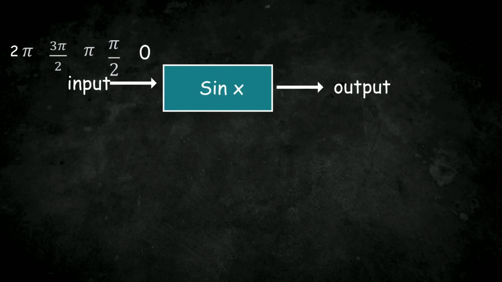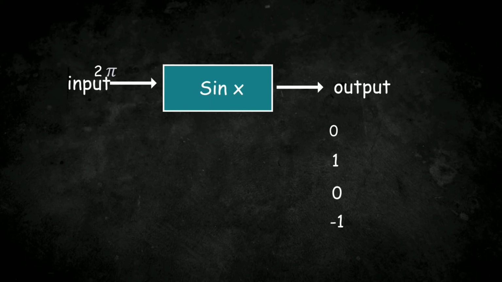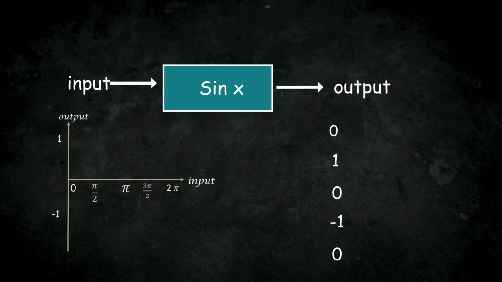Let's consider a function sin x. If our input is 0, our output is also 0. If our input is pi by 2, our output is 1. For pi, it is 0. For 3 pi by 2, it's minus 1. And for 2 pi, it is 0. Now, if we plot a graph with input in x-axis and output in y-axis, we'll get a sine wave.